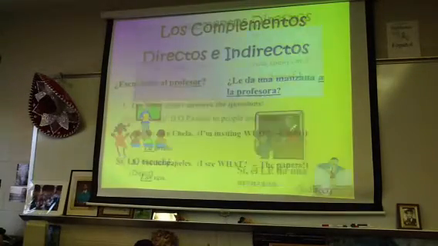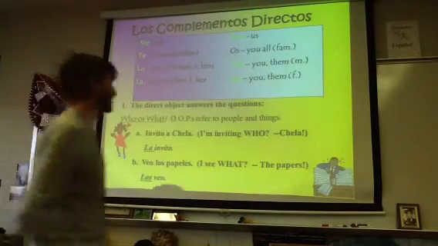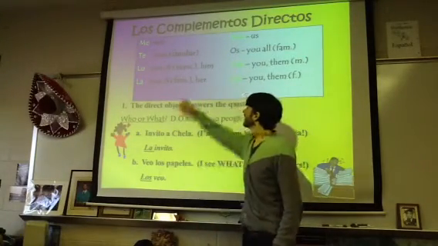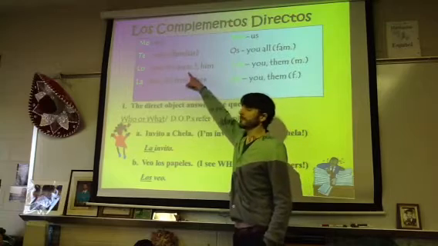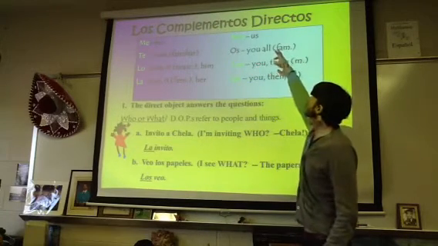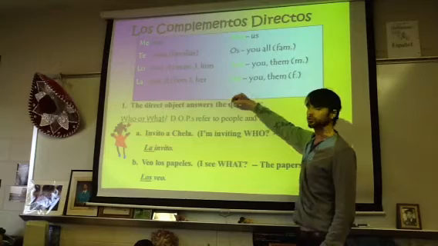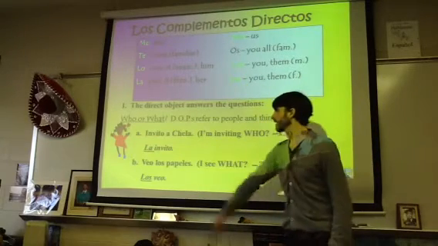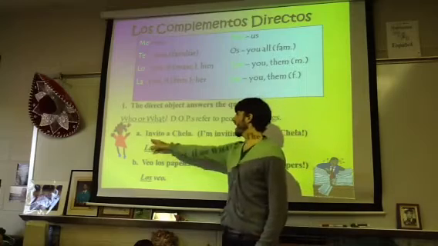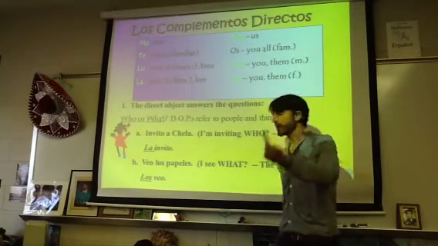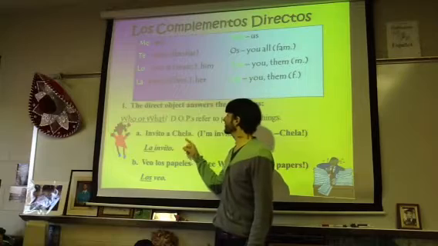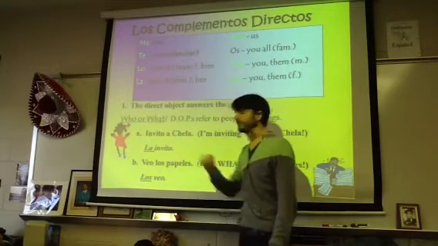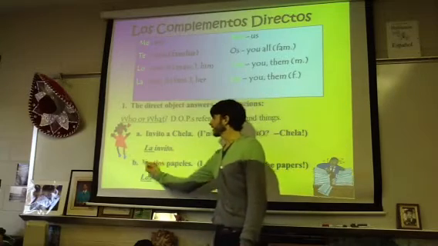Let's look at these direct objects. Okay? Me, te, lo o la, masculine, feminine. Nos, os, los o las. These are the direct objects. Okay? Invito a Chela. I invite Chela. There's only one object here. It's Chela. And Chela is feminine and singular. So, la invito. I invite her.